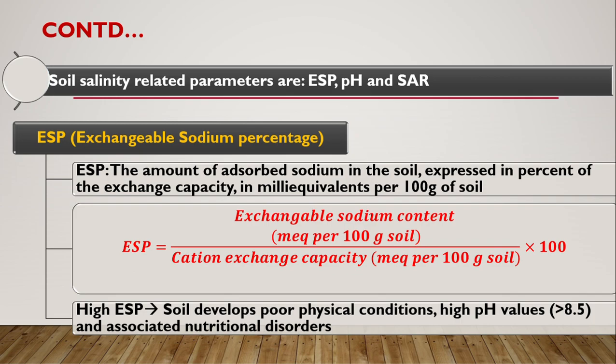Okay, some charges may be there. It has the capacity to exchange some cations. So the capacity of the soil to exchange sodium, relative to the capacity of the soil to exchange any cation, represents the exchangeable sodium percentage. It is the ratio of exchangeable sodium content to the cation exchange capacity times 100. Both are expressed in milliequivalents per 100 gram of soil. So this term is known as the exchangeable sodium percentage. When it is greater than 15, the soil is said to be sodic. When it is less than 15, the soil is said to be non-sodic.